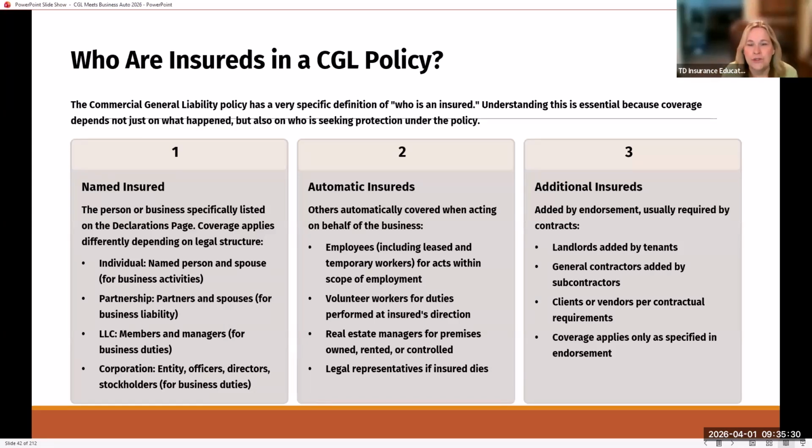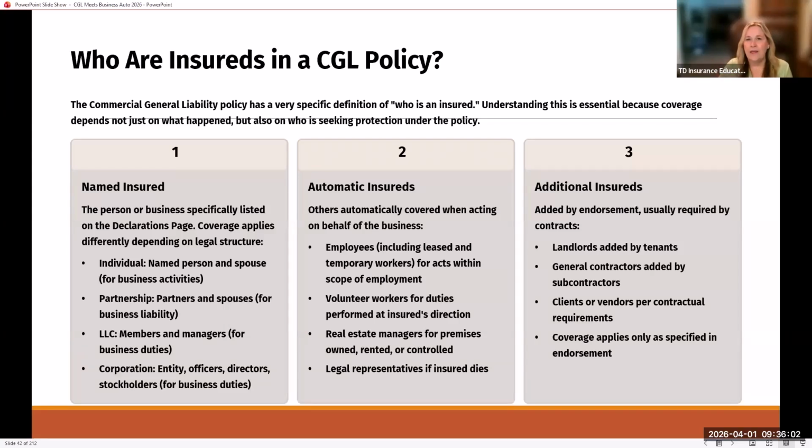Now, who are insureds? When you think about who are insureds in the CGL policy, think about who can be sued. Of course, the named insured, it could be an individual, it could be a partnership, it could be an LLC, it could be a corporation. So of course they're going to be an insured. They're protected. There are some other types of insureds you have, like employees, as long as they act within the scope of employment. We're going to talk about forklifts and mobile equipment and things like that.